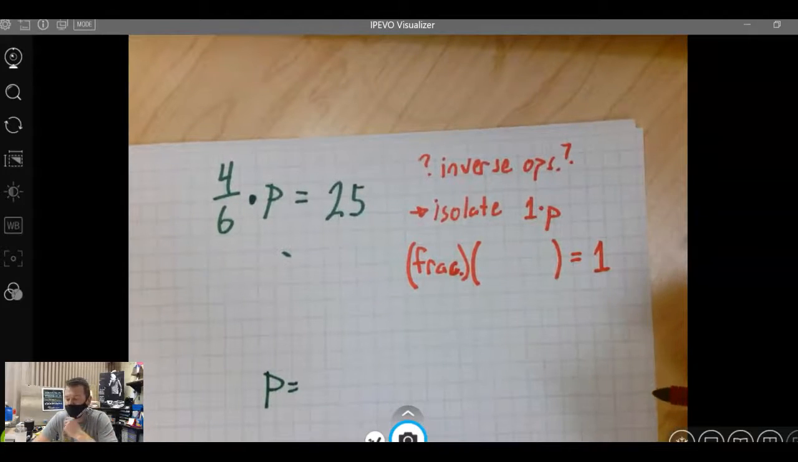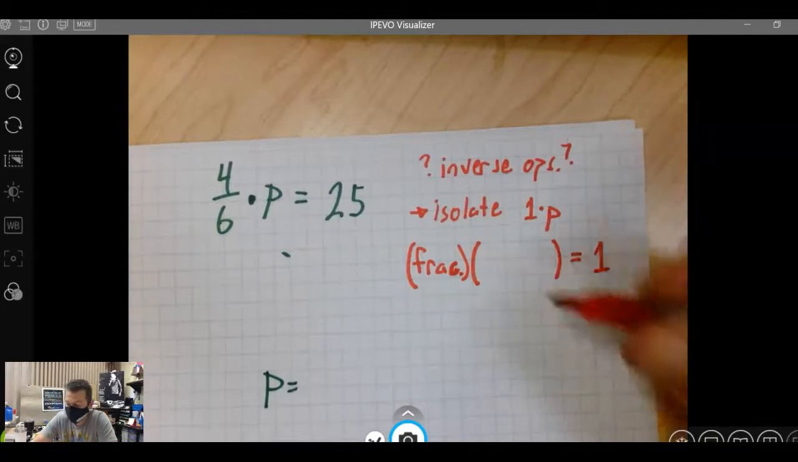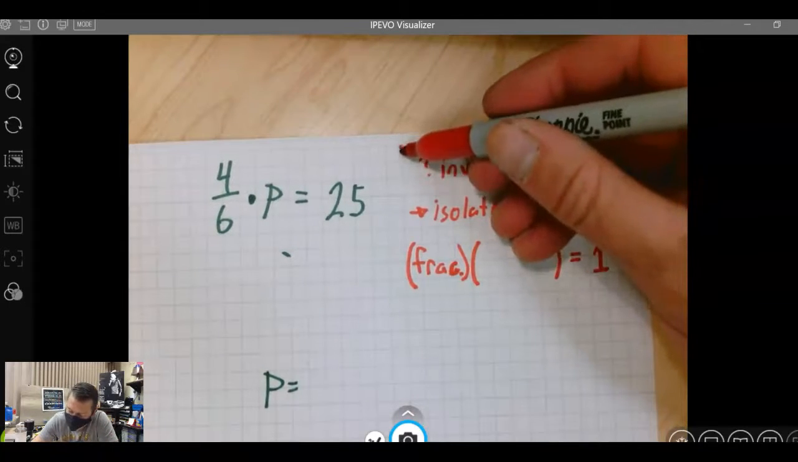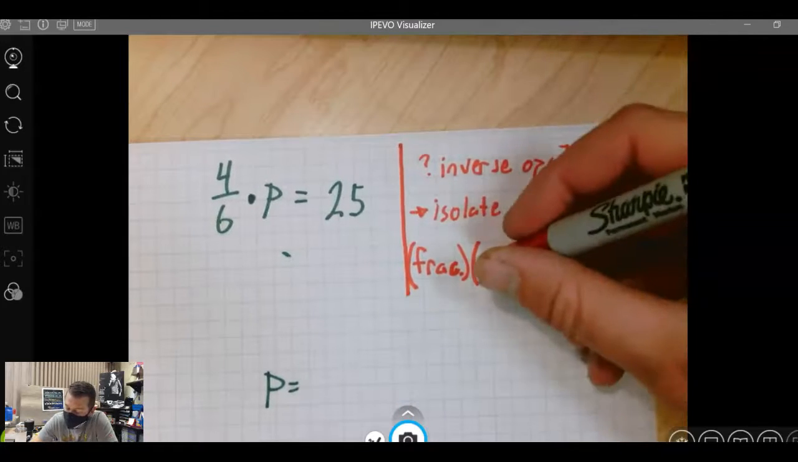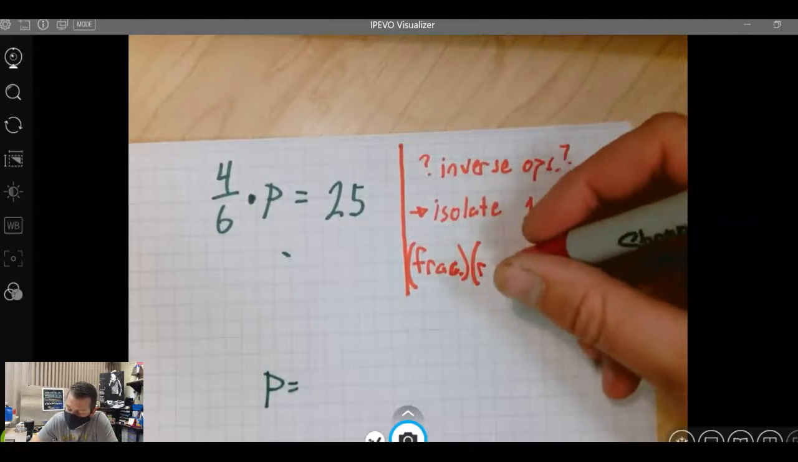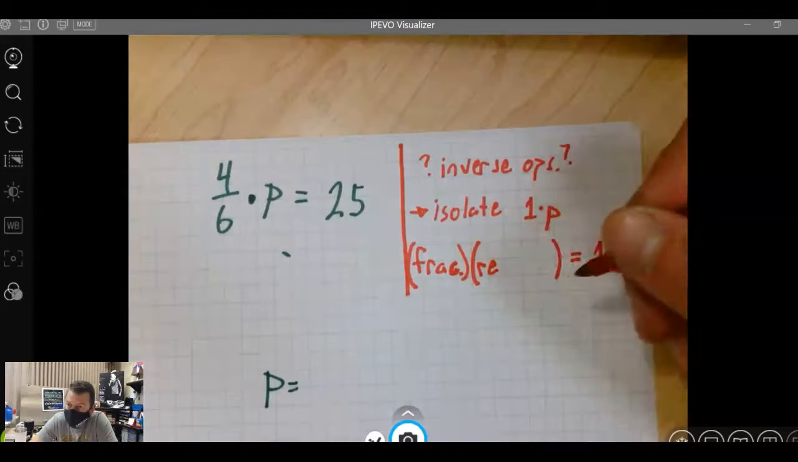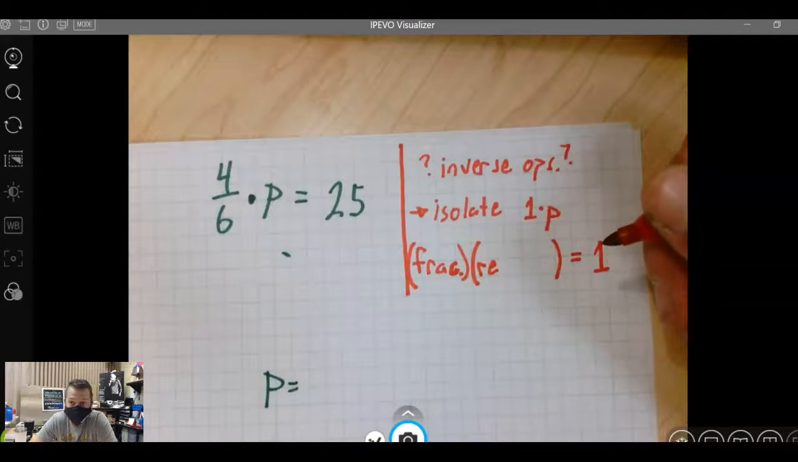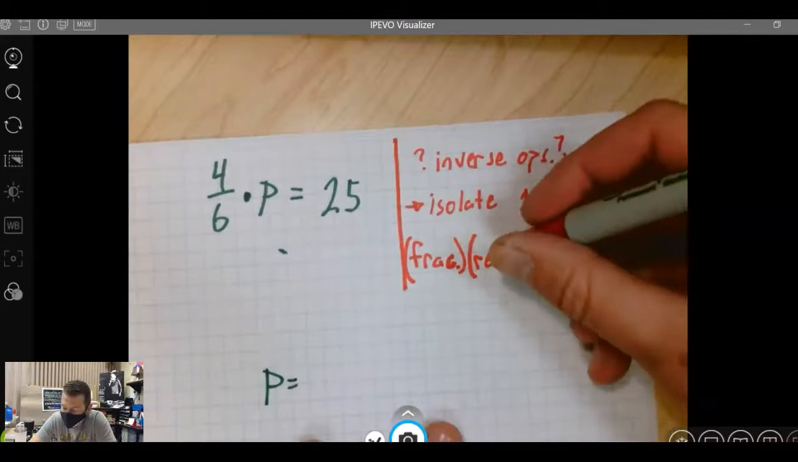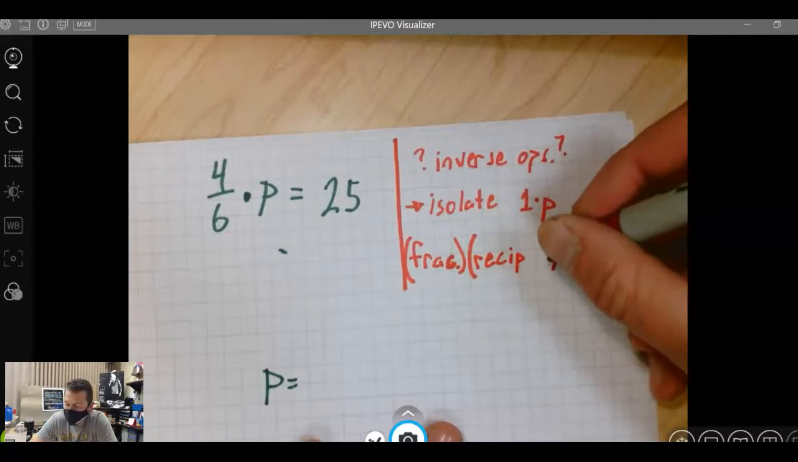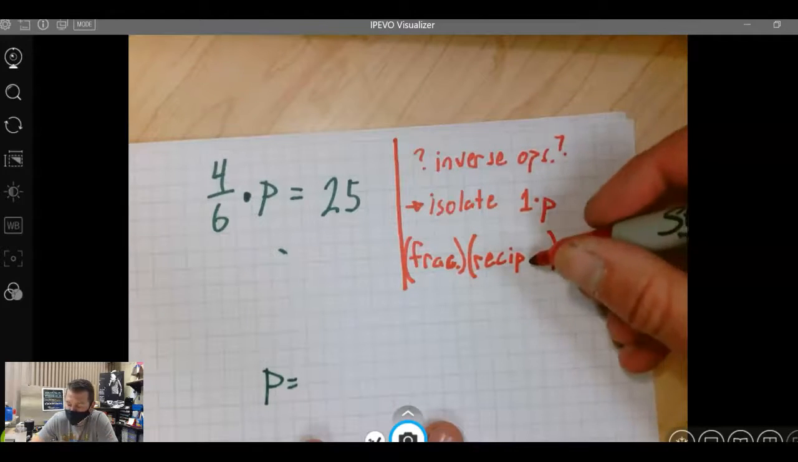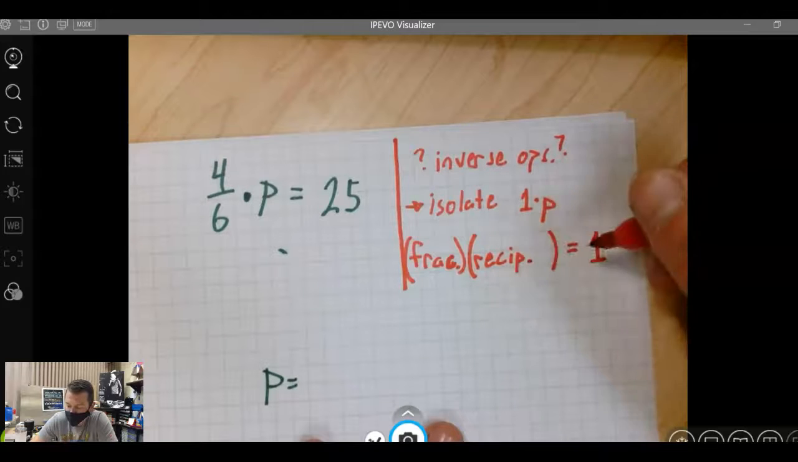What do we multiply a fraction by to turn into 1? I don't know what it's called, but it's like its opposite. Starts with re. Reciprocal. So if you have space to fit the whole word reciprocal, you can. Otherwise, you can abbreviate to recip.